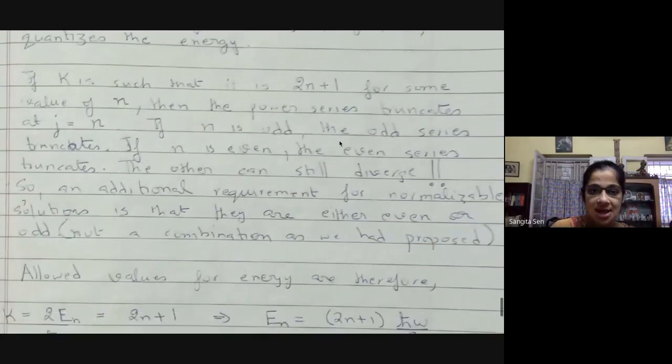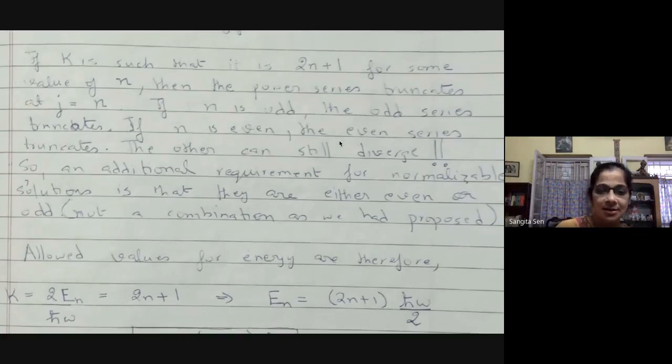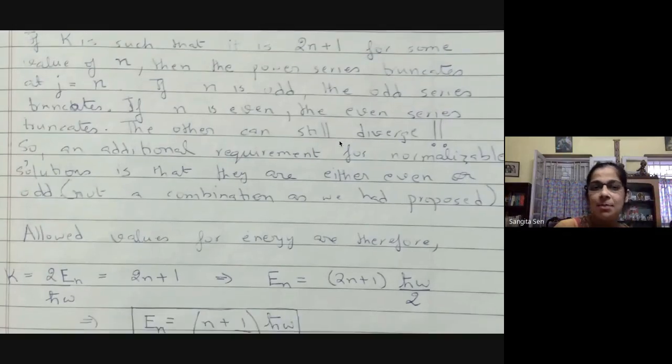Okay, so then let me repeat this again. If K is such that it is 2n plus 1 for some value of n, then the power series truncates at j equal to n. So you start with j, if you're looking at the even solutions, then j equal to 0 to 4 up to n. So you will have these terms. So n by 2 terms in that expansion again. Similarly for the odd solution. So if n is odd, then the odd series truncates. If n is even, the even series truncates.